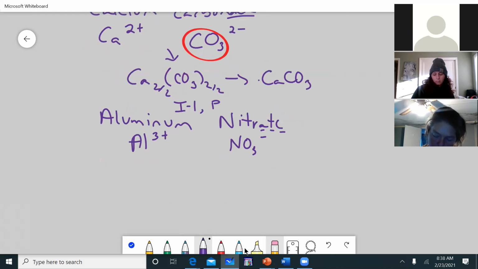So again, I'm going to circle this without the charge, just the atom packet, so that I keep that as a unit. So we're going to flip-flop charges. The 3 is going to go down to the nitrate subscript. The 1 off the nitrate is going to go down to the aluminum subscript. So I should have 1 aluminum for every 3 nitrates, NO3, 3.